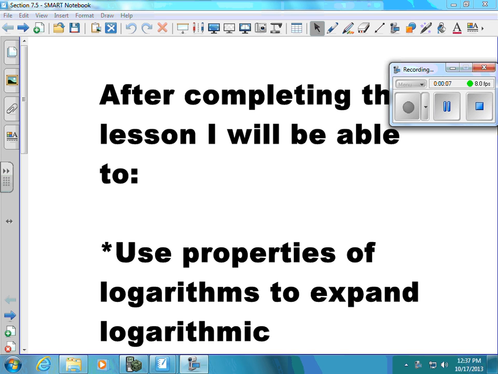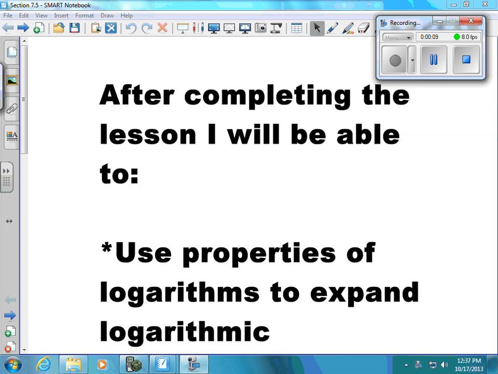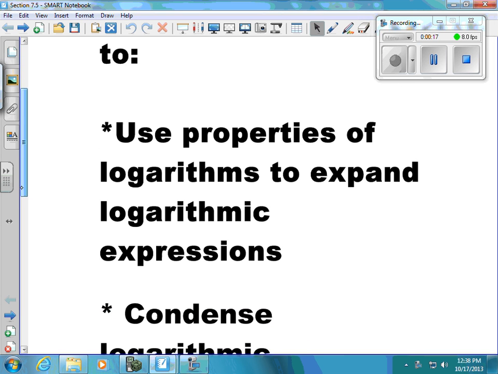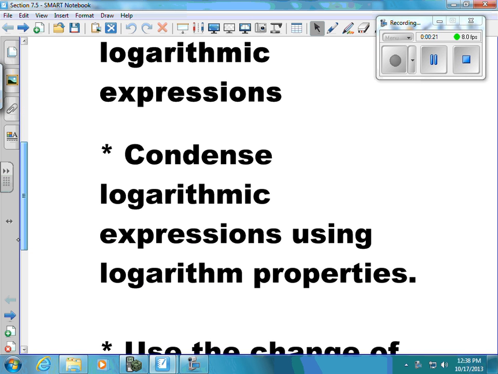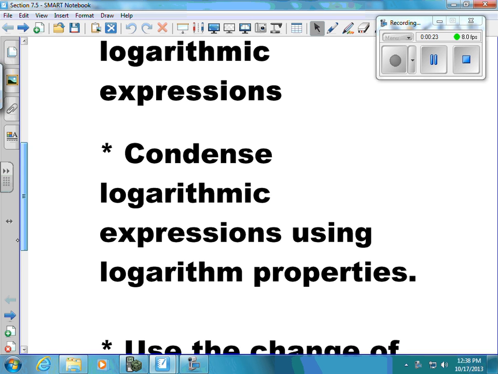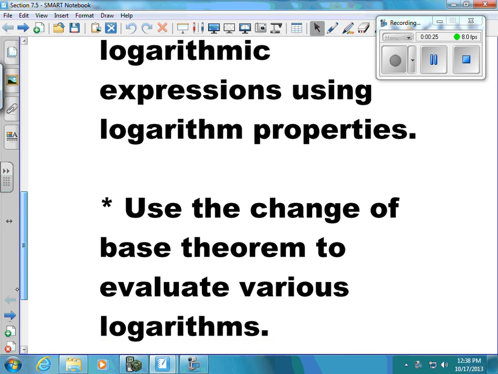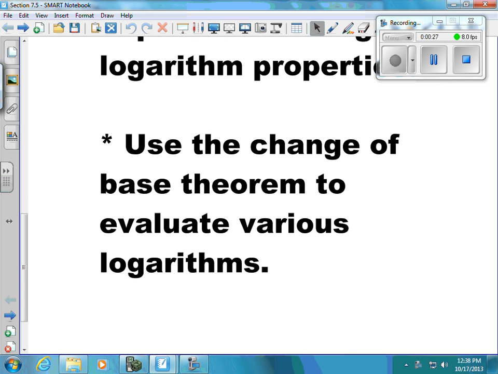Here are the goals of I-can statements for today. After completing this lesson, I will be able to use properties of logarithms to expand them. Expand logarithmic expressions, condense logarithmic expressions using the logarithmic properties, and use the change of base theorem to evaluate various logarithms. We're also going to adapt that last one, and I'm going to show you how you can use a graphing calculator as well.